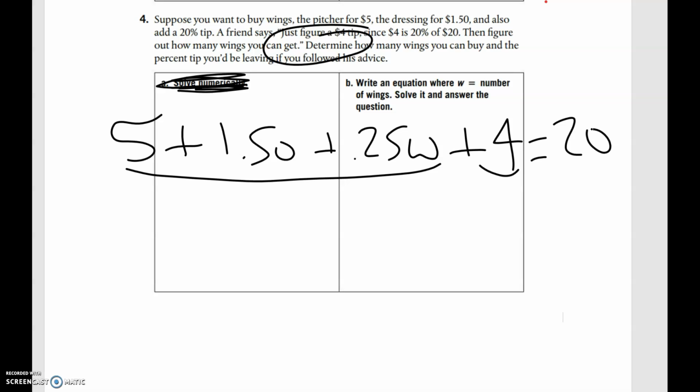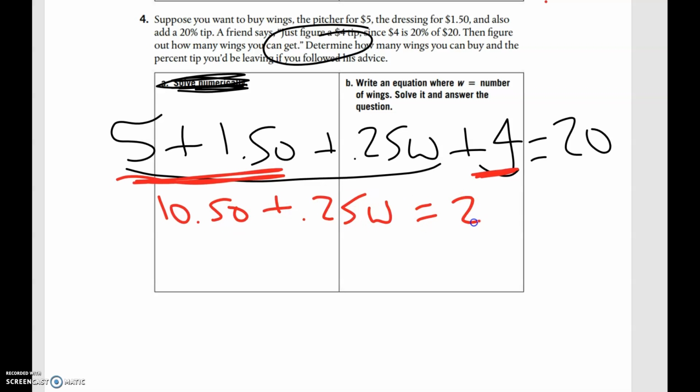All right, so I could subtract 5 to get rid of the 5, subtract the $1.50 to get rid of the dipping sauce, subtract 4 to get rid of the tip. But in math, it's usually easier to combine things so that you have less math to do. So I'm going to combine like terms. All of the money that I know, I'm going to combine that. So what is that? 9, 10.50. And then I have my wings. And then I spent my 20 bucks.